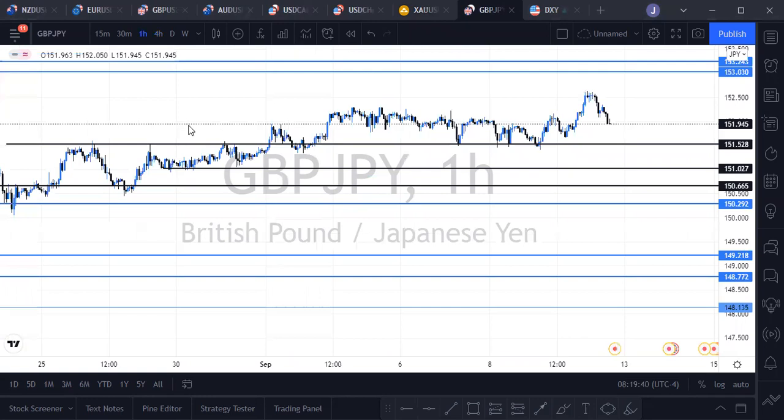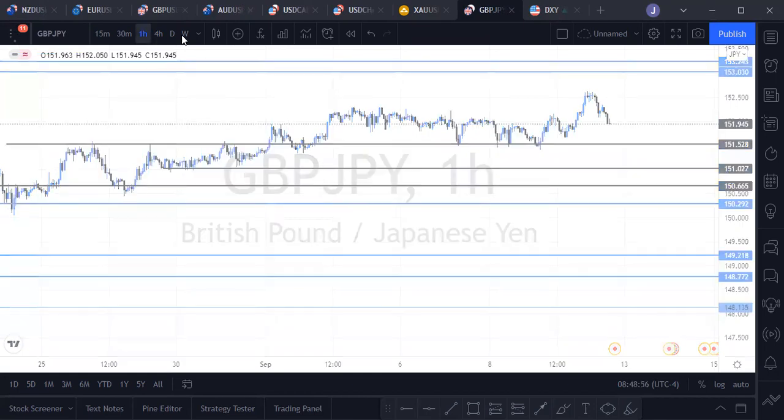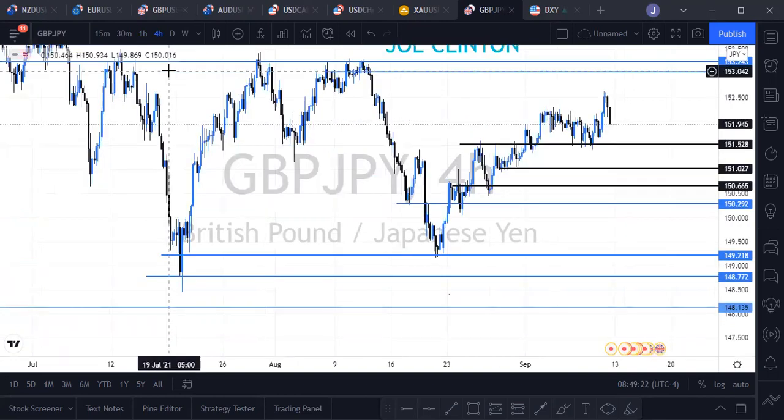Okay, so here now we have GBP JPY. Like I told you guys, the only non-USD pair I trade is GBP JPY. Any other currency pair outside GBP JPY, I don't trade it. I trade USDs, and the non-USD pair I trade is only GBP JPY.